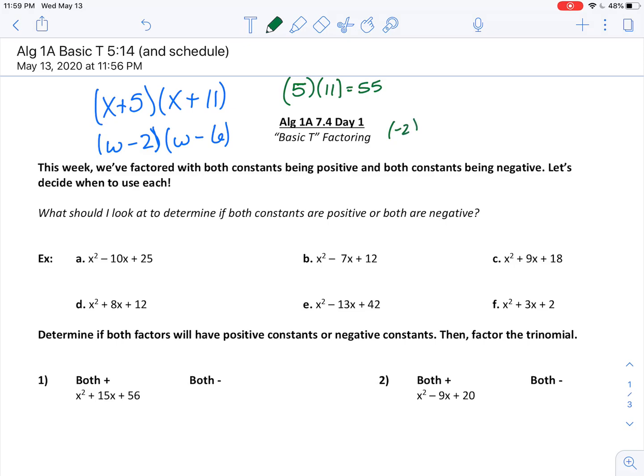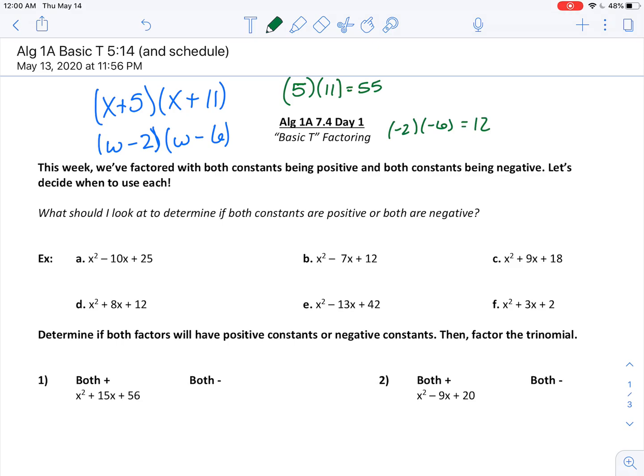And a negative times a negative, so negative 2 times negative 6, also gets me a positive. So these last numbers, these constants, are always going to be positive if I have the same thing going on in both terms. If this binomial is subtraction, then so is that one. Or here I have just addition. So these constants are always going to be positive in the case I have this week.